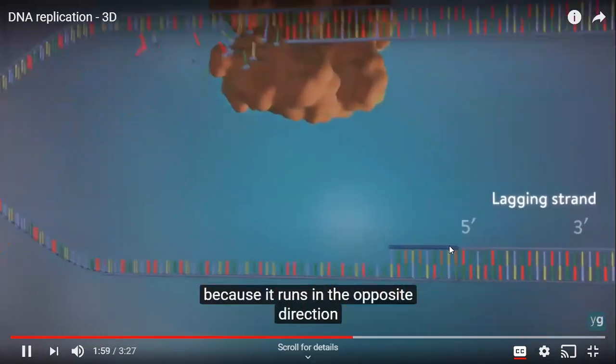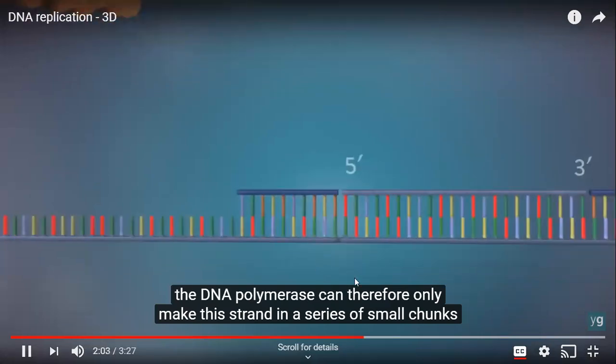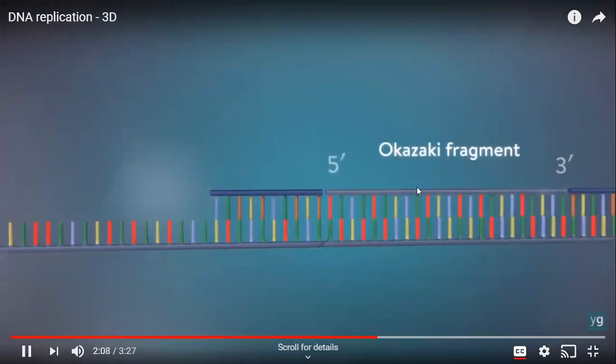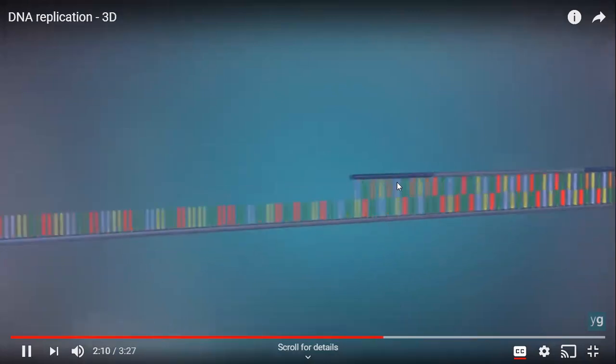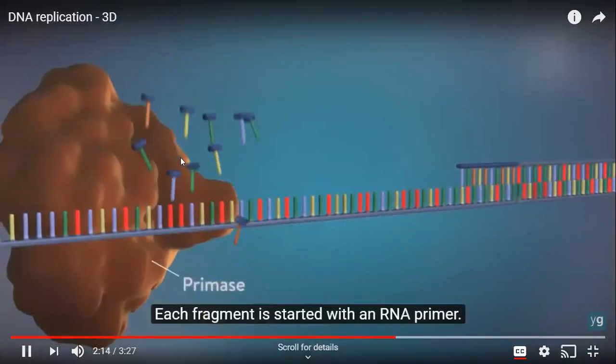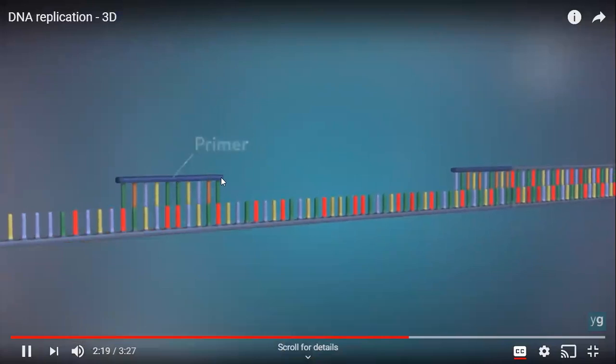Now notice my lagging strand, that would be my 5' end. I can't add a nucleotide here. So it basically makes chunks of DNA. Chunks of DNA are my Okazaki fragments. I have to wait for helicase to open it up. I'm going to lay down my primer, and then add nucleotides in the reverse direction. That's my 5', this is going to be my 3'.